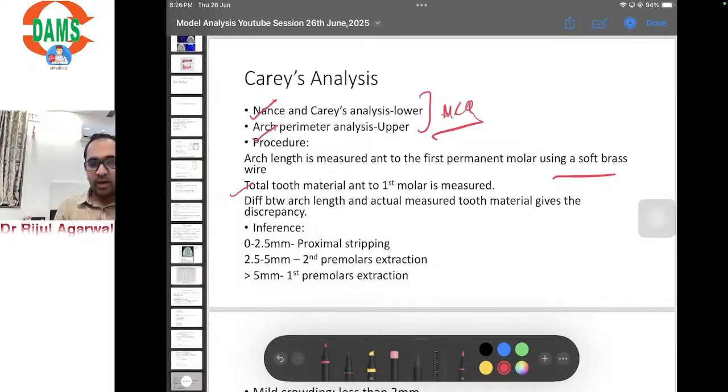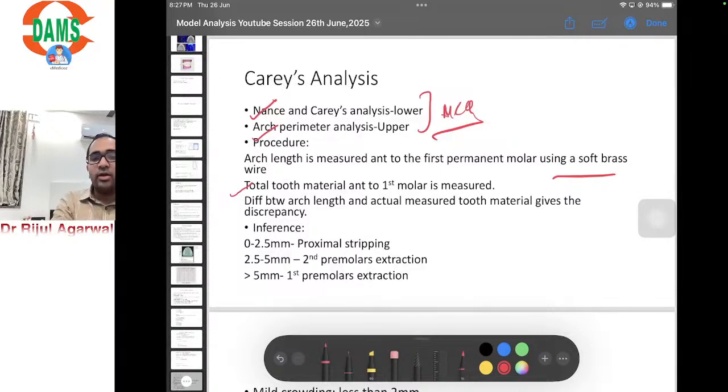You take a brass wire, which is a soft pliable wire. You can mold it with your hand and place it on the study model from the first molar on one side to the first molar on the other side, that is from 5 to 5. And you form a proper arch form and place it.